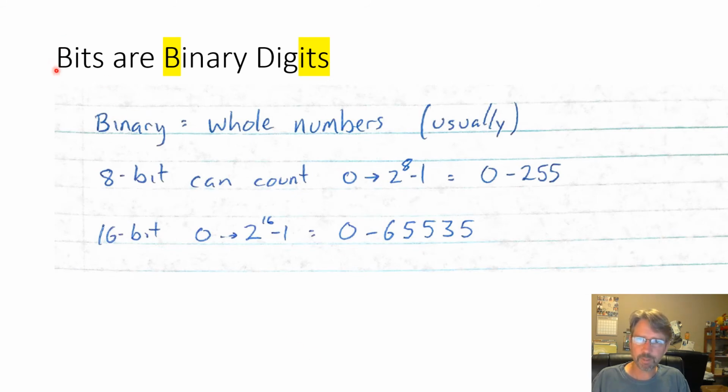So bits, that word I've been using a lot, that's short for binary digits. With binary numbers, in this class, we're pretty much always talking about whole numbers. You can do floating point kind of numbers with binary, but in this class, if we're dealing with binary, it's because it's at some low level where we need whole numbers, integers. An 8-bit whole number can represent numbers between 0 and 2 to the 8th minus 1, so 0 to 255. 16-bit, 0 to 2 to the 16 minus 1, hopefully you see the pattern, which is 0 to 65,535.